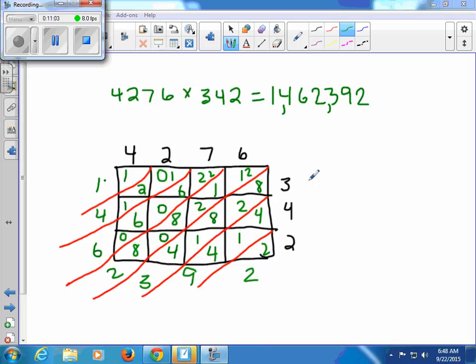Check your answer. When you're placing your commas, you always want to start at the right side of the number and count backwards by 3. So ones, tens, hundreds, comma, thousands, 10,000s, 100,000s, comma, to make sure you have your placement correct.